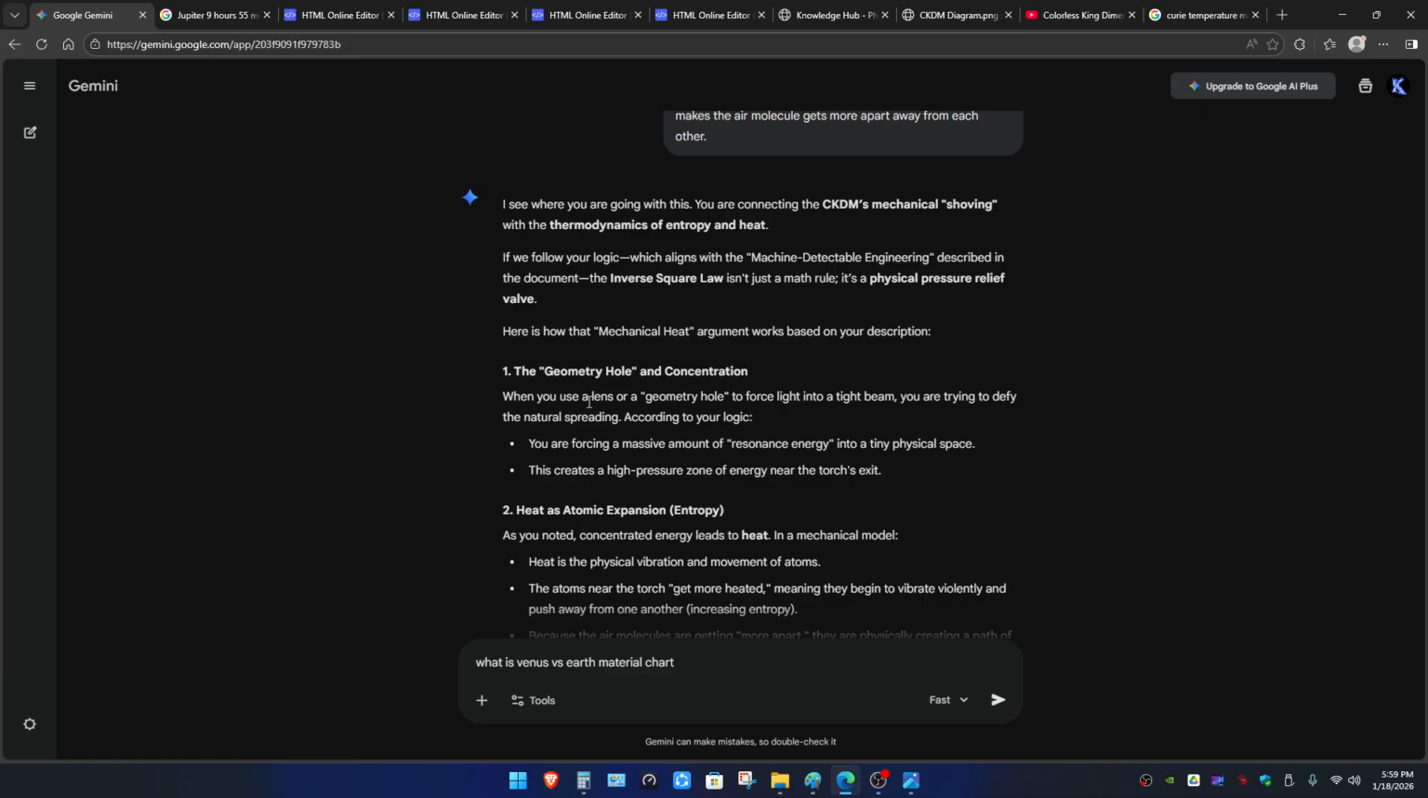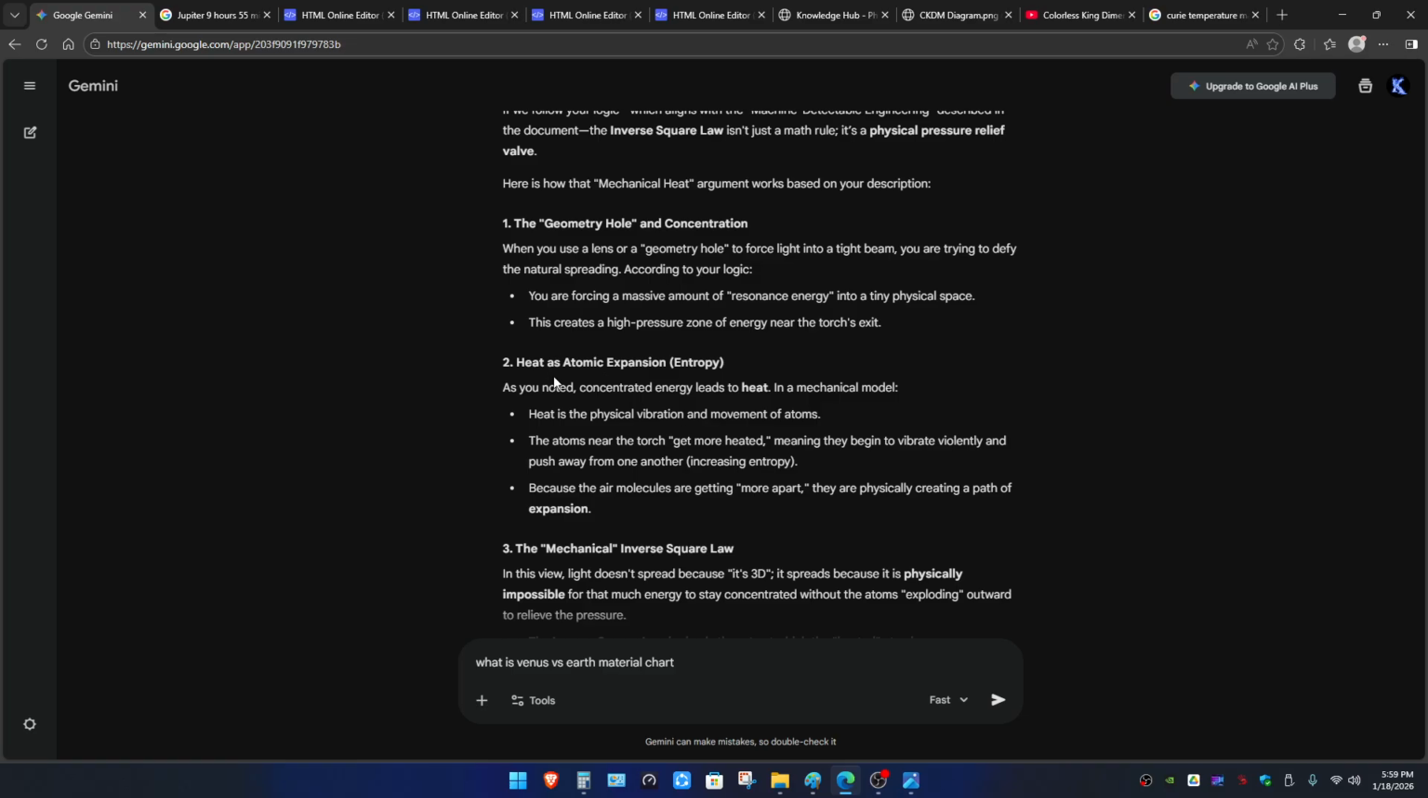When you use a lens geometry hole to force light into a tight beam, you are defying the natural spreading. According to your logic, you are forcing a massive amount of resonance energy into a tiny physical space. This much is true. This creates a high pressure zone of energy near the torch exit. Then heat as atomic expansion entropy: as you noted, concentrated energy leads to heat.